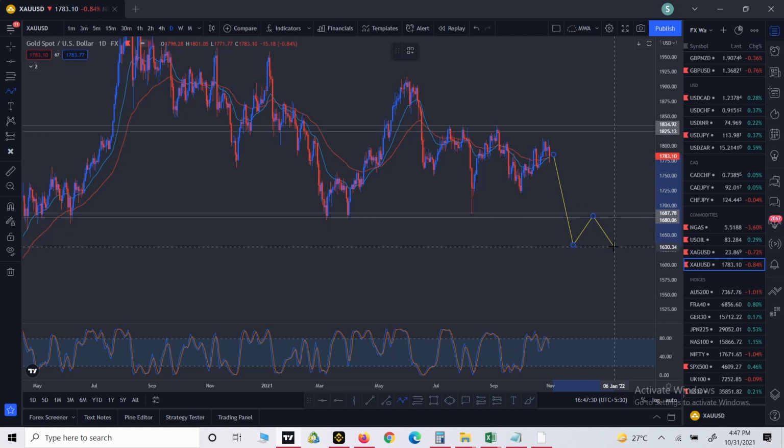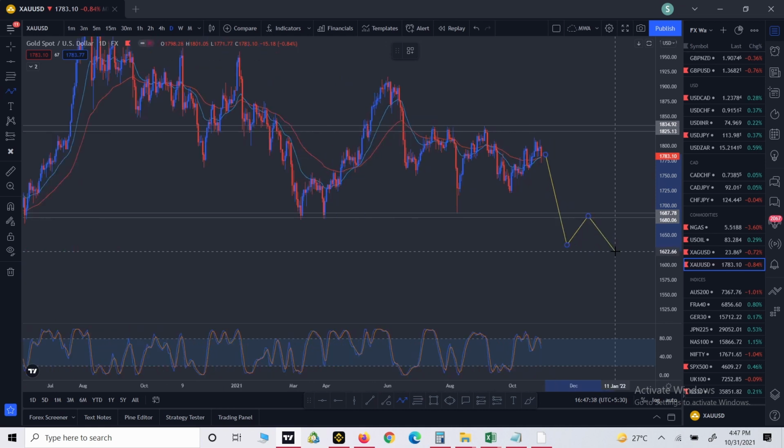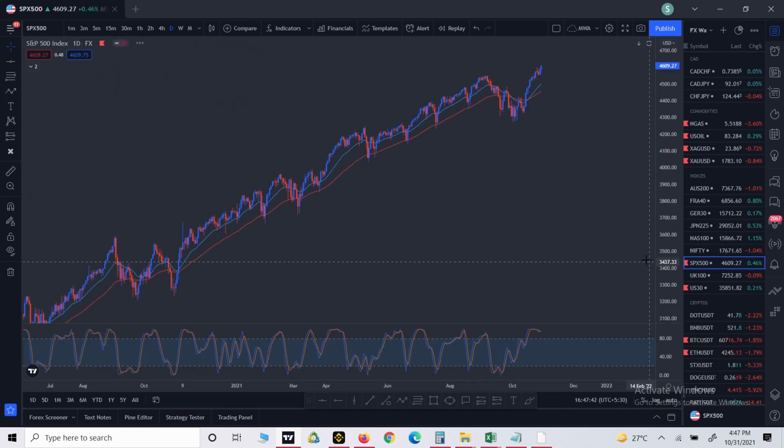We can keep our initial target profit as the previous low. Accordingly, we can extend our target profit depending upon the market structure at the time. So those are the scenarios on gold. Next, we are going to talk about the indices.